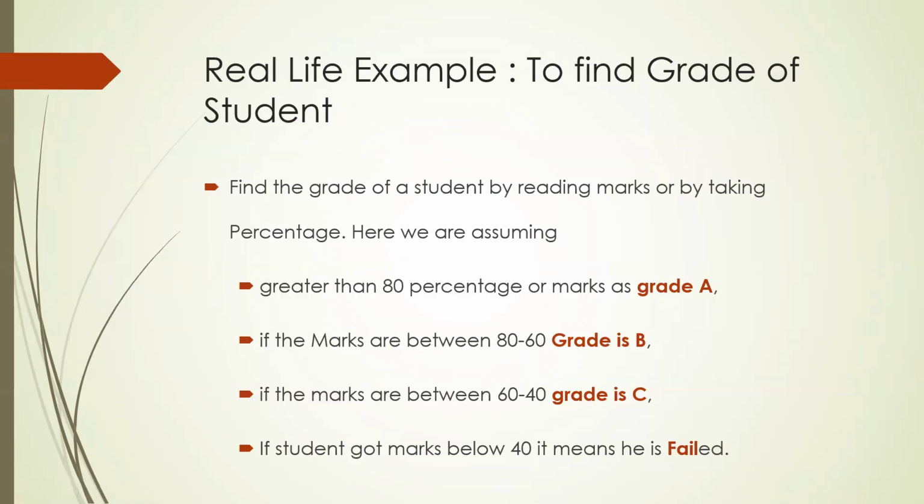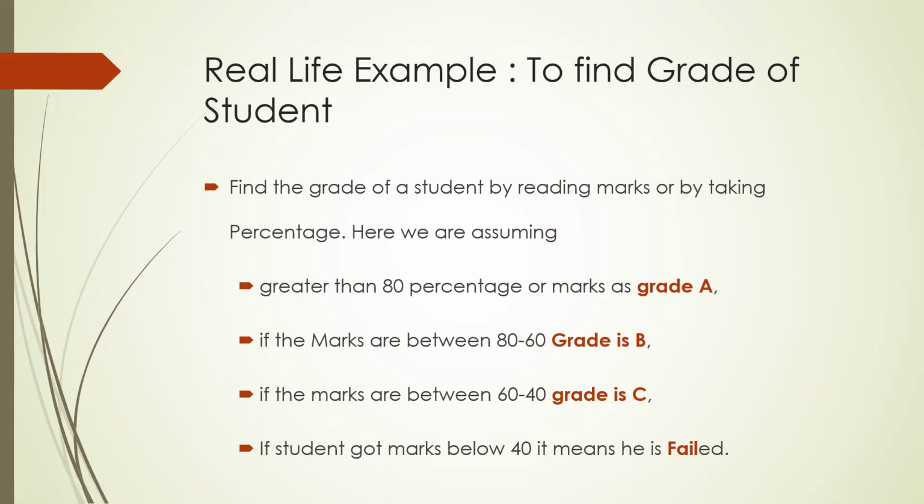Okay, so now we'll take one real life example. Here, we need to find the grade of a student based on the criteria of the marks. So you are finding the grade of a student by reading the marks or by taking the percentage. Here are certain conditions on the basis of which we are assigning the grade. If the percentage is greater than 80%, then grade A. If it lies between 80 and 60, then grade B. If it lies between 60 and 40, then grade C. And if the student gets marks below 40, that means he or she has failed.